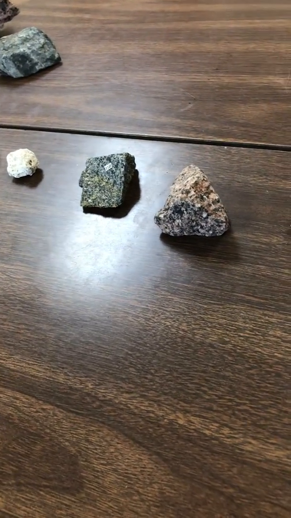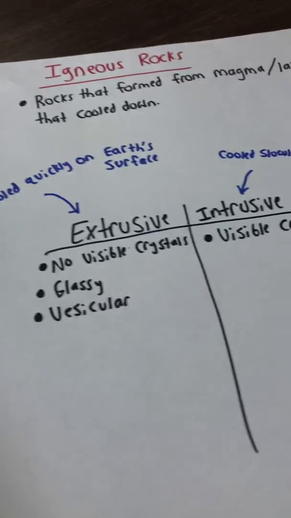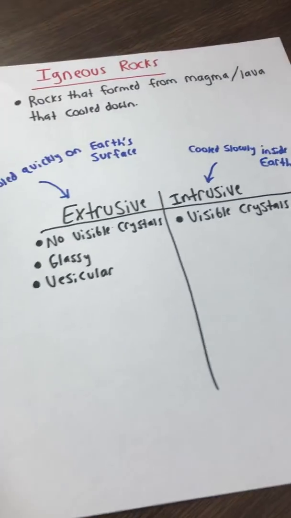All right, now you're going to have to go onto Google Classroom and identify different rocks and let me know if they're igneous, or they're all going to be igneous, but let me know if they are extrusive or intrusive.